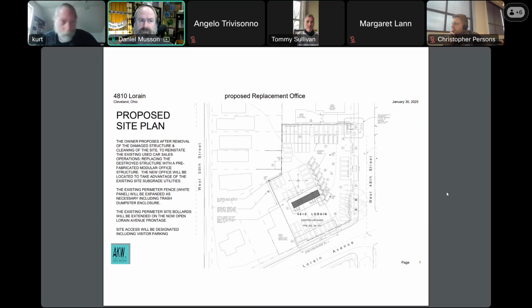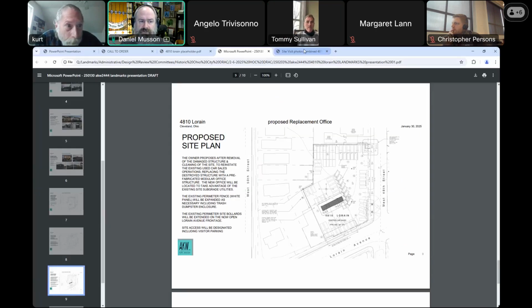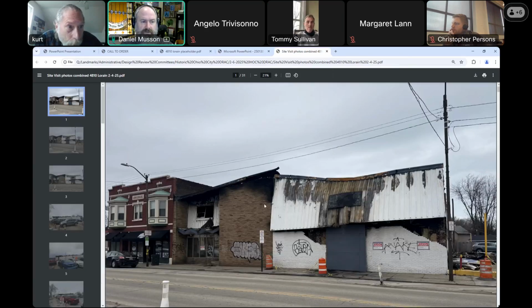And Madam Chair, if I may, we did have a site visit on Tuesday. I don't know that everyone was able to make it, so staff did take some photos, so I can just go through those quickly, if everyone would like to see some larger format.